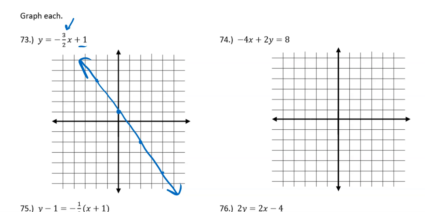Okay. The next one's in standard form. With standard form, you want to find the x- and the y-intercepts. And hopefully you can do this in your head at this point. Like if I said, okay, right here, can I solve for x in my head? And hopefully you go, oh yeah, it's negative 2. That's the ordered pair negative 2, 0.